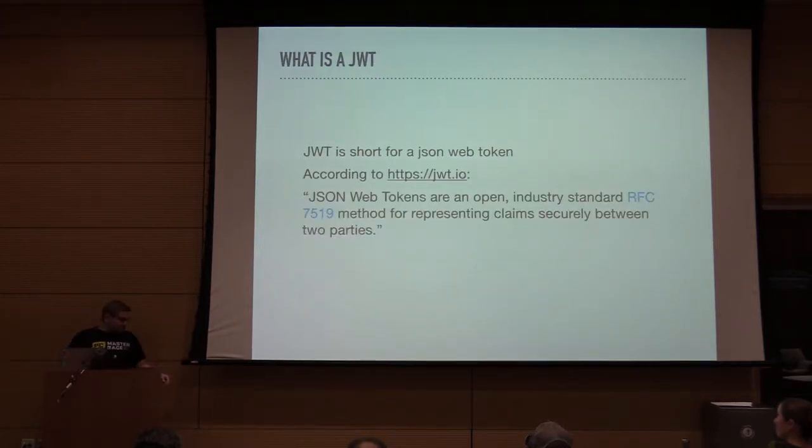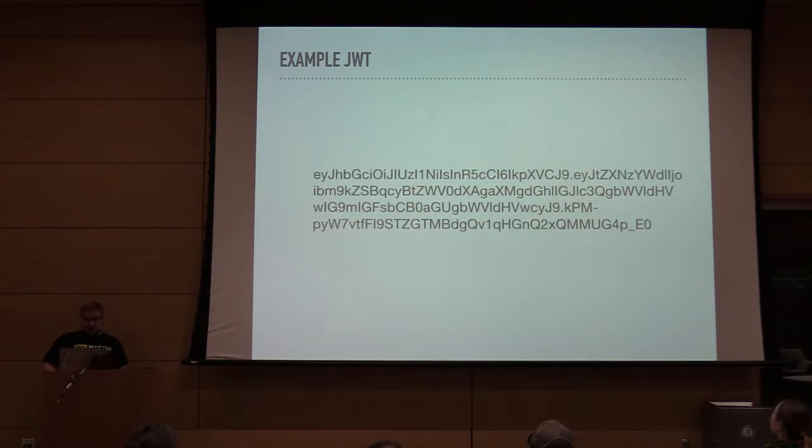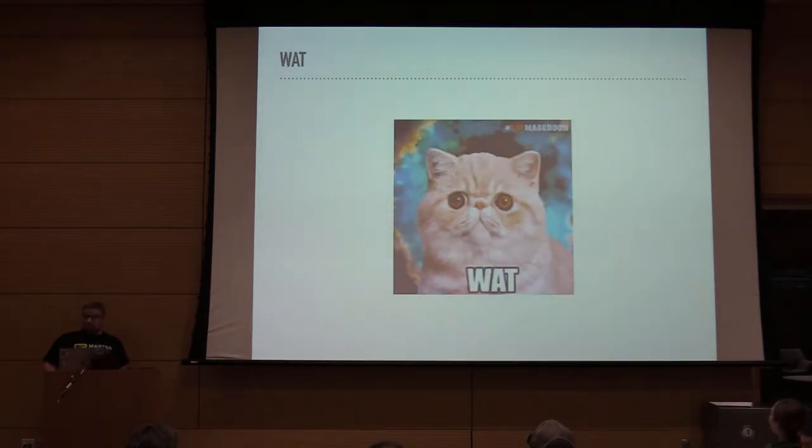So what's a JWT? That's what we're talking about today. JWT is short for JSON Web Token. And according to JWT.io, which is the foundation that sort of runs it, JSON Web Tokens are an open, industry standard RFC method for representing claims. So here's an example JWT.